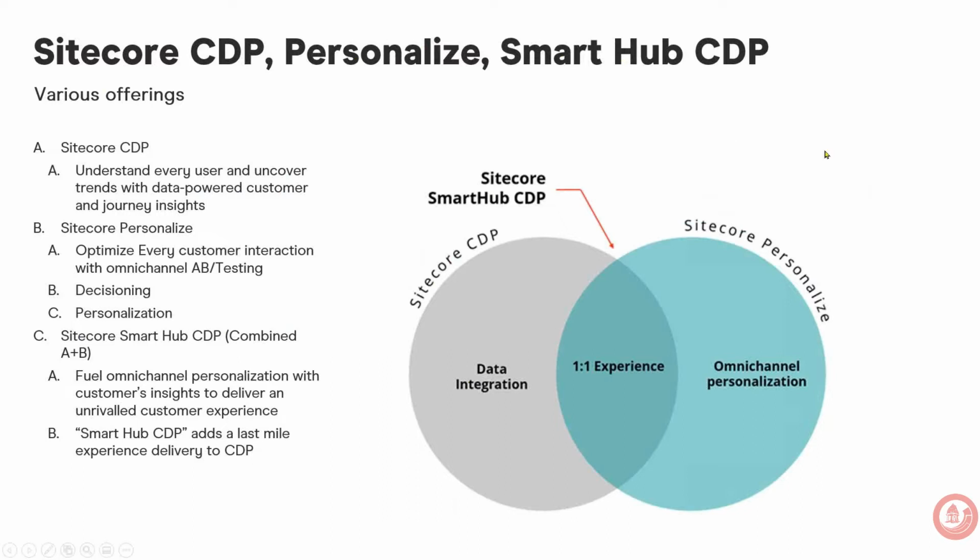So when you are discussing or presenting it to someone, it will be good to know which license you have, because there are various options available for you. And the capabilities of each product are different. Sitecore CDP, as I mentioned, is mainly about getting the data and doing the profile unification and all those data related things. Sitecore Personalize is mainly designed for optimizing every customer's interaction with omni-channel A/B testing, personalization, decisioning, and then Sitecore Smart Hub CDP is basically a combination of both.